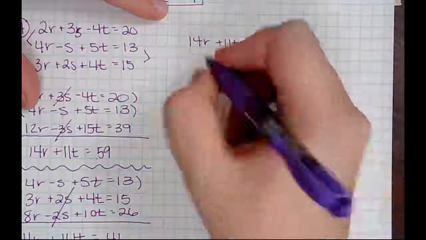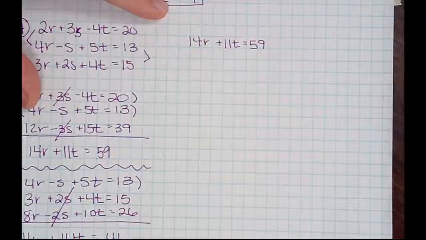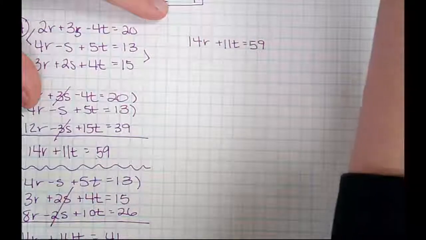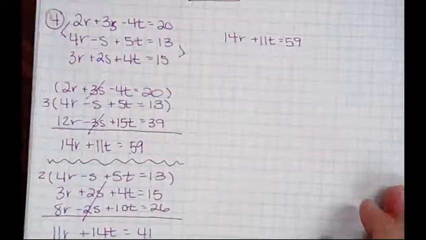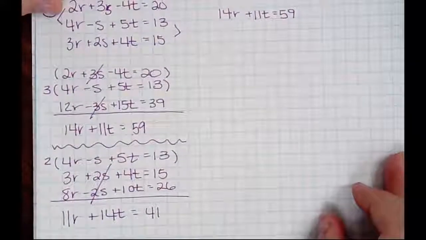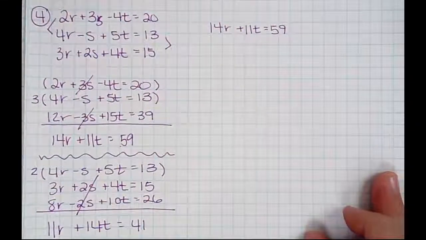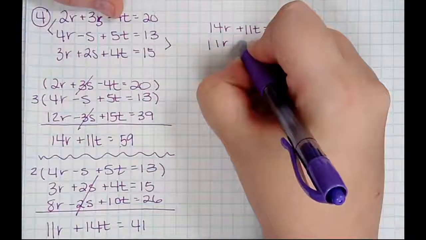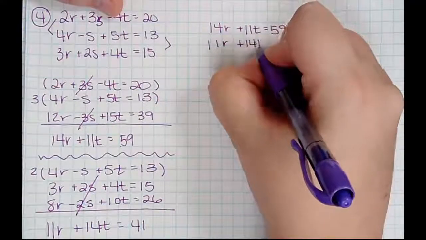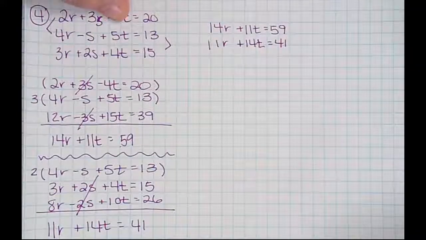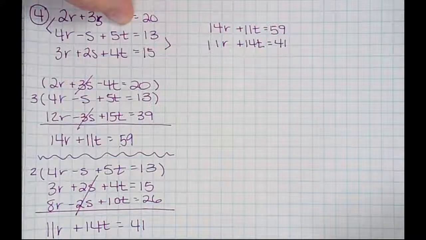Let's scroll out so you can see the whole page if I can. Is it not going to let me zoom out? It is not. I cannot zoom out to show you this any better. I'll do my best to try and keep it kind of all on one page here. There it is. Alright, so we bring that up. We get 11r plus 14t equals 41.